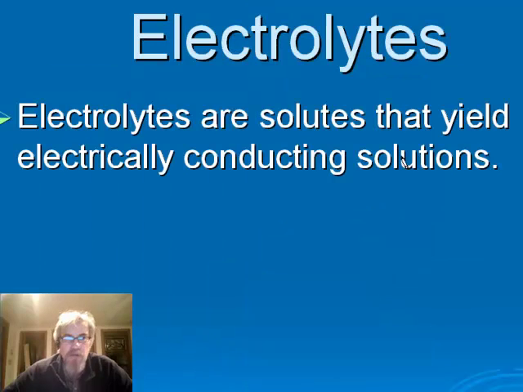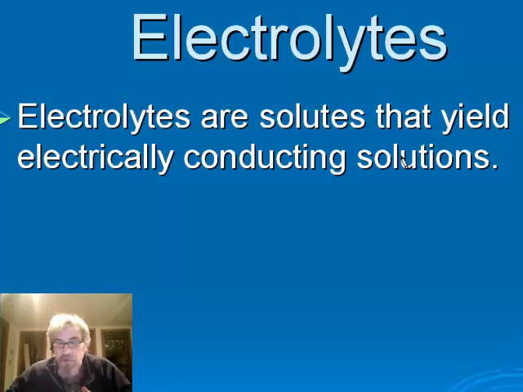electrolytes. We can say that electrolytes are solutes that yield electrically conducting solutions. That's what an electrolyte is, something that when you dissolve it in water, it conducts electricity. Now, for electricity to be conducted, two things have to be true. One, you have to have charged particles. That's what electricity is. Electrical current is moving charged particles. Ions are charged particles. The other thing that has to be true is the charged particles have to be able to move from one place to another because electrical current is moving charged particles.